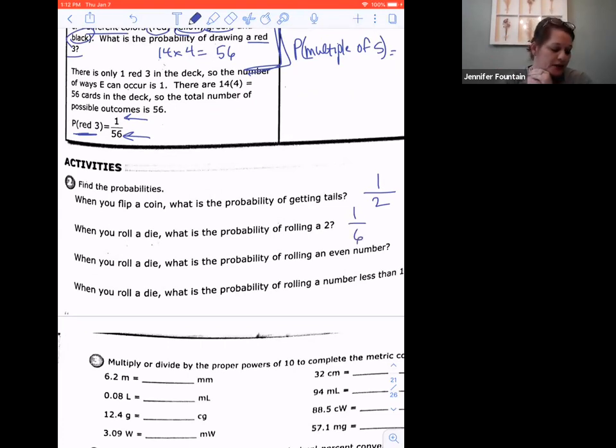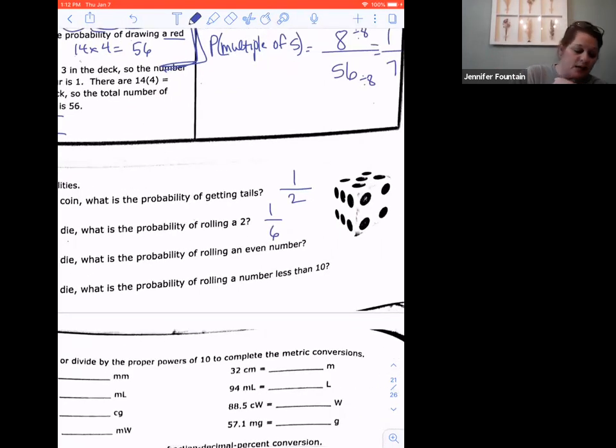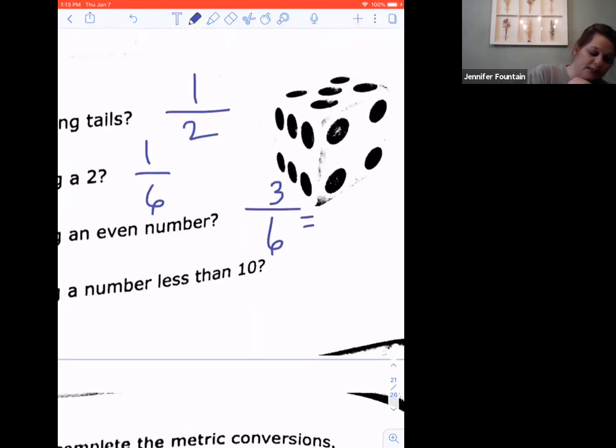The next one, when you roll a die, what is the probability of rolling an even number? So again, we know my total possibilities is 6. How many even numbers do I have on a die? I've got 2, I've got 4, and I have 6. All right, so I have 3 chances of an even number. So that means I've got 3 out of 6. I've got to reduce that to the simplest form fraction. Both are divisible by 3, and I know that 3/6 is equal to 1/2.